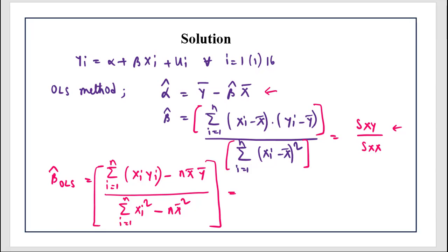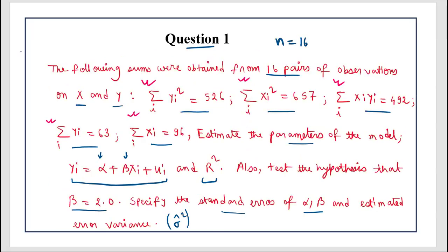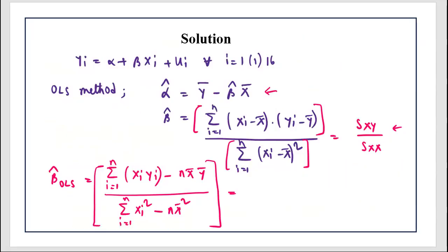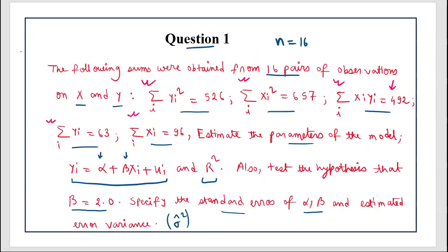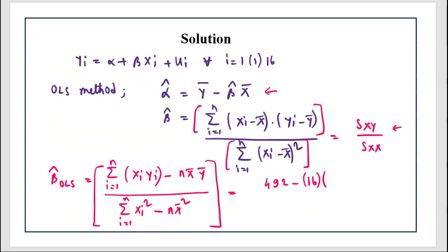See, summation xi yi. What was summation xi yi? It is given to you, 492. Put the value here, 492. Then you have n x bar y bar. N is 60, x bar. Now for x bar, you see summation xi is given. So what is x bar? Summation xi upon the total number of observations, which is 60. So basically 96 upon 60.